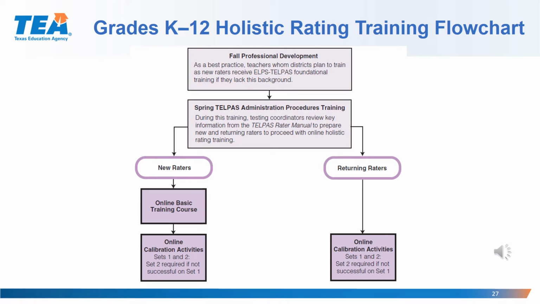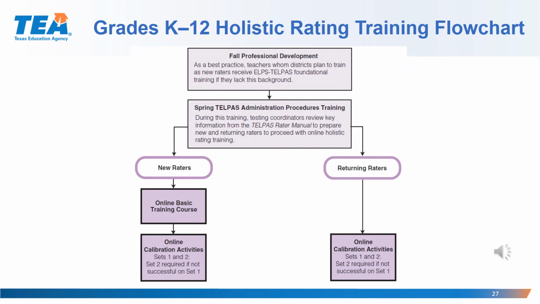In the spring, new raters in grades 2nd through 12th complete an online basic training course and practice rating activity in the domain of writing. New raters and returning raters complete calibration activities to ensure that they are prepared to apply the PLD rubrics consistently and accurately. Returning raters have the option of reviewing the online basic training course if desired before completing calibration activities.